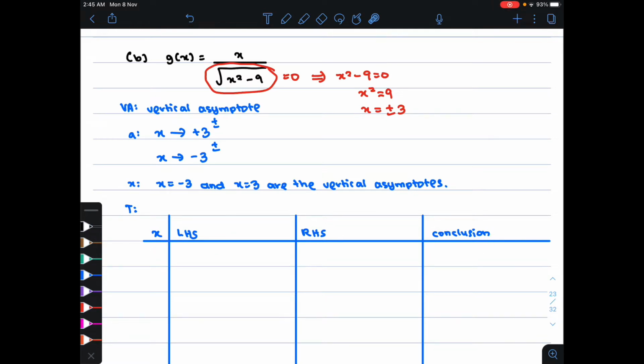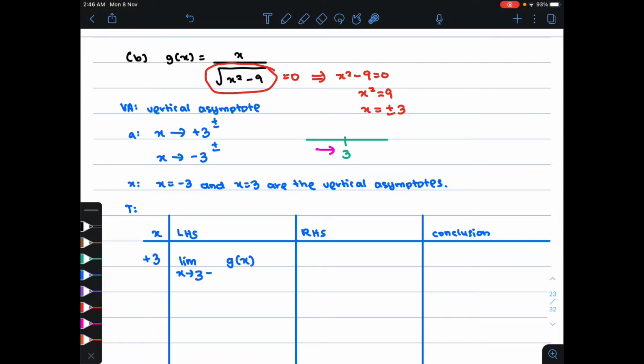So, let's start with x approaching positive 3 first. This means that we're going to consider x approaching positive 3 from the right-hand side and from the left-hand side. This is your x-axis, and here we have 3. So we're going to approach it from the left-hand side first. So here we're going to get the limit as x approaches 3 from the left-hand side of g(x).